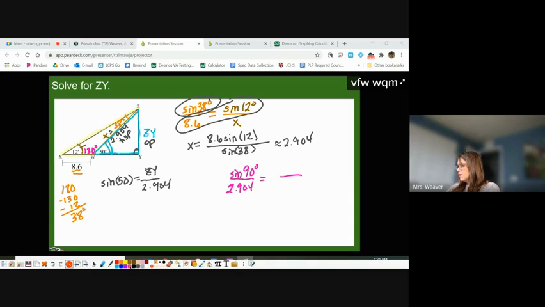Y'all are really good at cross multiplying. And if I want zy, which angle do I need? I need the one opposite of it, which is 50. So that's going to be sine of 50. Okay, and then I'll just cross multiply in the direction that does not have the variable and divide by the other number. Or here, you would just multiply both sides by the denominator, 2.904.